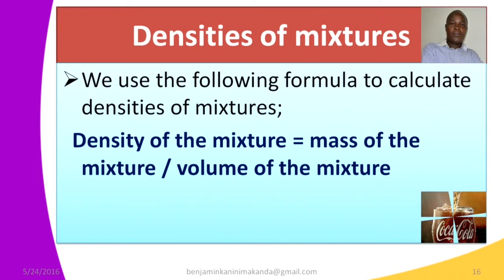So density of the mixture is given by mass of the mixture divided by volume of the mixture. So this one is going to be 2 grams of the mixture divided by 2 centimeters cubed of the mixture. What do you get? You get 1 gram per centimeter cubed of the mixture. Very simple that way. So you know how to calculate density of mixtures. You basically take the mass of the mixture, then divide by the volume of the mixture. And that's the end of it.